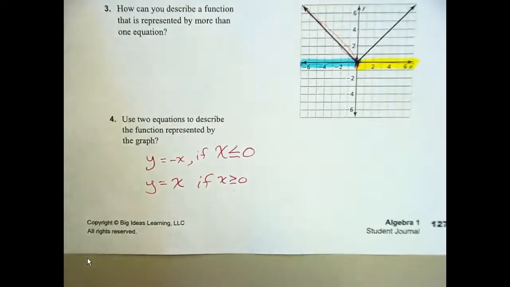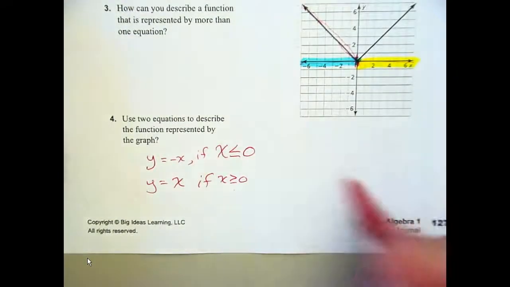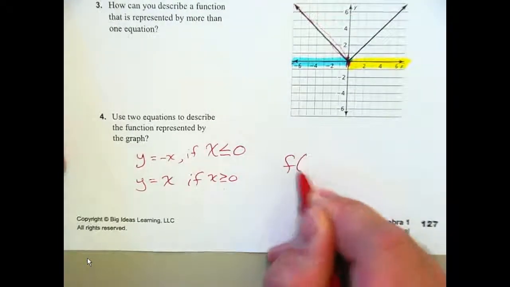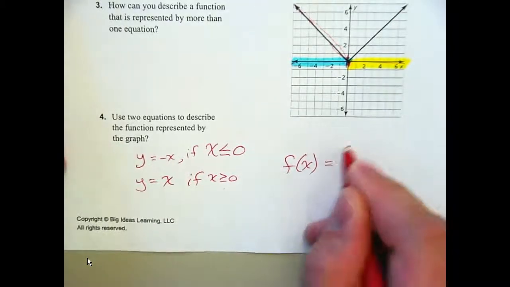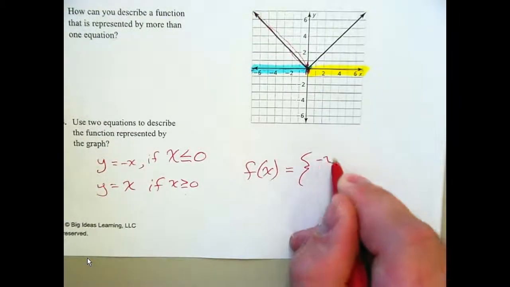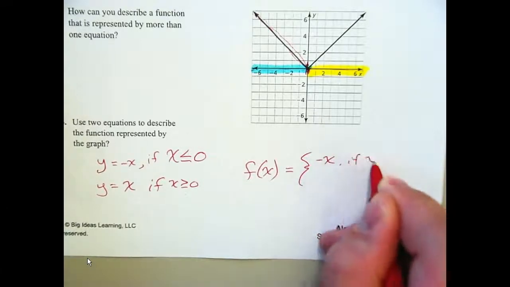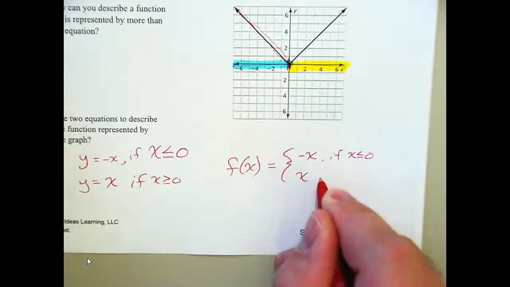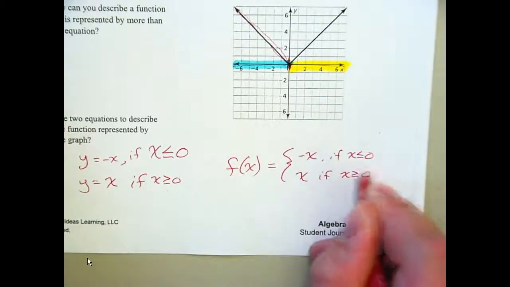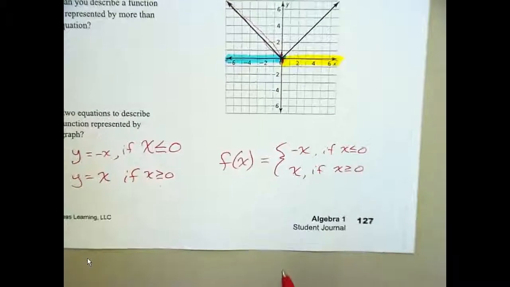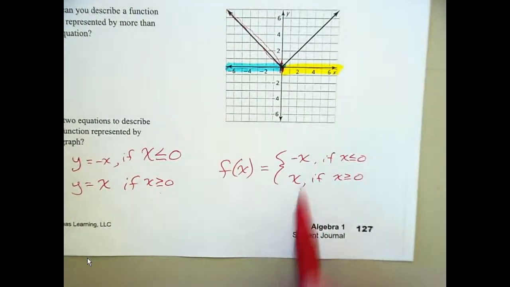And then the way we actually write that out, we're going to combine those and say f of x instead of y equals, and we're going to put curly brackets, and say negative x if x is less than or equal to 0, and x if x is greater than or equal to 0. And that's kind of weird because you can have two different scenarios, right? Like, what if it's 0? Which one do I use? Neither. Well, if I put 0 in for x here, what do I get for y? 0. And if I put 0 in for x here, what do I get for y? Yeah, 0. So it won't matter which one you use.